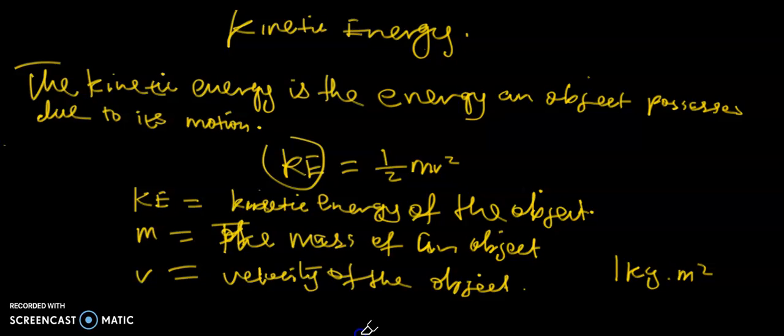Let's now dive into the types of kinetic energy. If something is moving, it has kinetic energy. The faster the motion of an object, the more kinetic energy it has. So let's consider 5 types of kinetic energy.